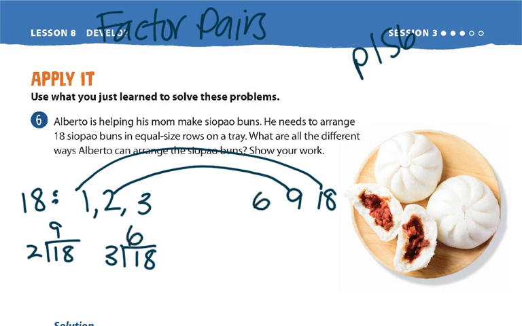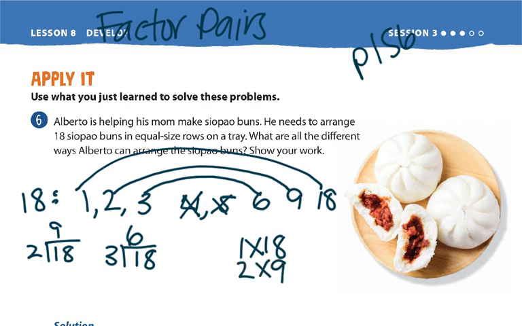6. 3 times 6. And I only have available 4 and 5. Okay, so does 4 times 5 equal 18? No. Does 4 go into 18? No. Does 5 go into 18? No. Those are done. So the factor pairs could be 1 times 18, 2 times 9, 3 times 6. So when he makes the cookie sheet, he can only do those 3 models.